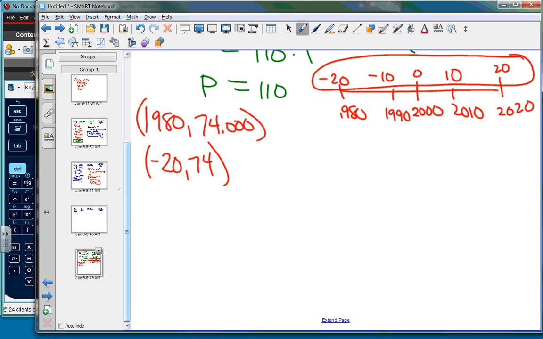Okay. So we have all this information. Now, why in the world do I need to have that (-20, 74)? Why would I plug it in? Why would I plug in negative 20, first of all? What would be the point of plugging in negative 20?